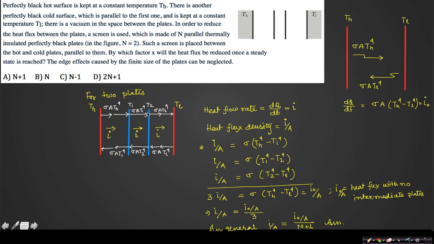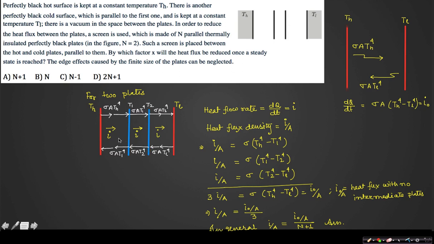So similarly here you can see that the plate at temperature T2 also radiates heat sigma A T2 power 4 to the right, that is absorbed by the cold surface, and it is also radiating sigma A T2 power 4 to the left, which falls on T1 and is completely absorbed. The cold surface is also giving a heat radiation sigma A TL power 4, and that is falling onto the second plate, and it is completely absorbed. So that is the situation.